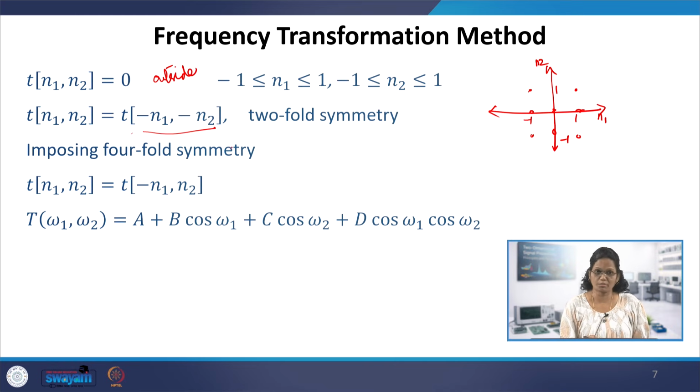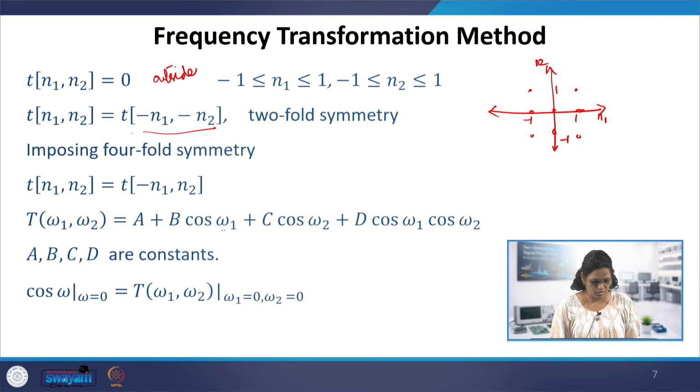These two symmetries are imposed on the assumed T of n1 comma n2, and we assume that T of omega 1 comma omega 2 is going to be a linear combination of cosines. This is the previous transformation function, the Park-McClellan one we have considered. The same function we have taken, but these constants are made unknowns, a, b, c, d. So this should be approximately equal to cos omega p and cos omega s, and then we find these coefficients a, b, c, d. That is the solution for the frequency transformation function.